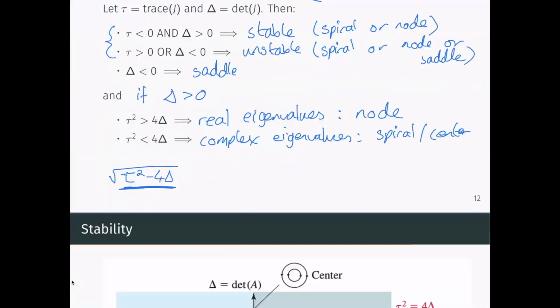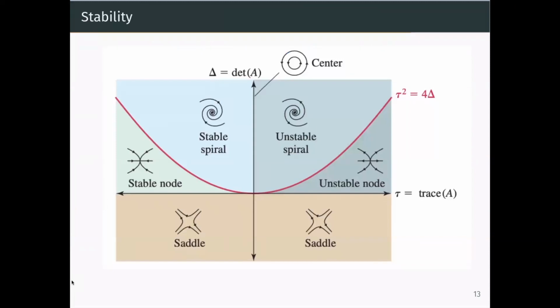Now, all of this can be summed up in a diagram. If we think about the sign of our trace and our determinant varying, when our determinant is negative, then we always have a saddle. When our trace is positive and our determinant is positive, then we're always going to end up with something that's unstable. Whereas if our determinant is positive and our trace is negative, we always end up with something that is stable. And if we're in one of those scenarios, whether we are above or below this curve here tells us whether we have real or complex eigenvalues.